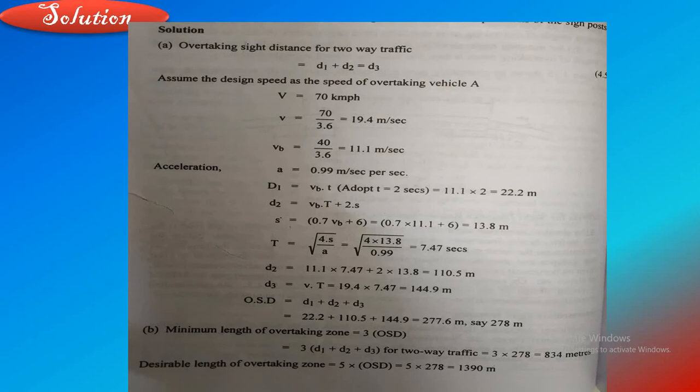So now OSD is equal to D1 plus D2 plus D3. Here D1 value is 22.2, D2 value is 110.5, and D3 value is 144.9. So the round figure value is 277.6 meters. So we can write here 278 meters. That is the OSD value. Overtaking sight distance for 2S traffic is 278 meters.